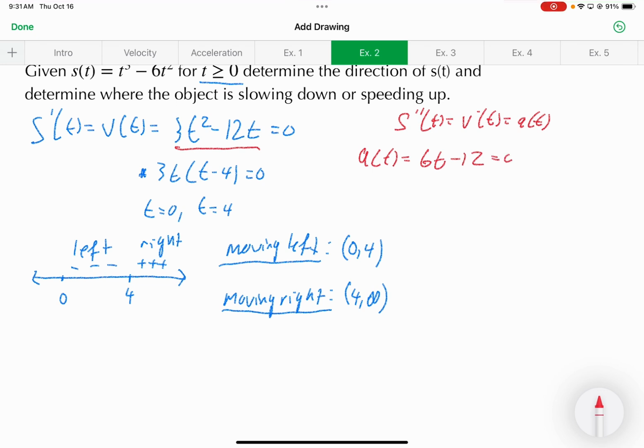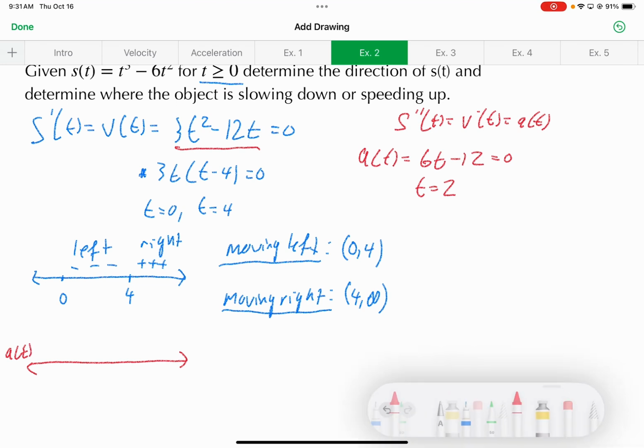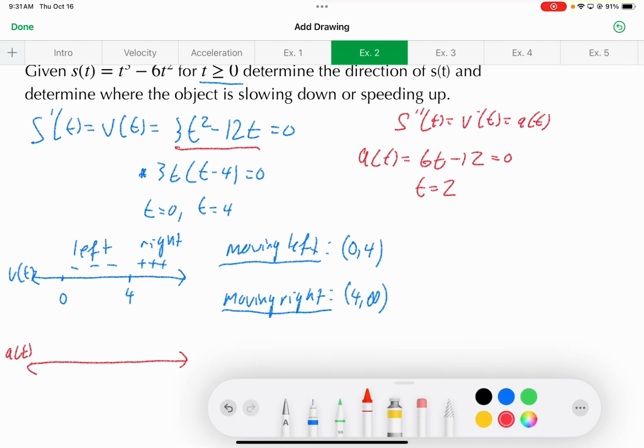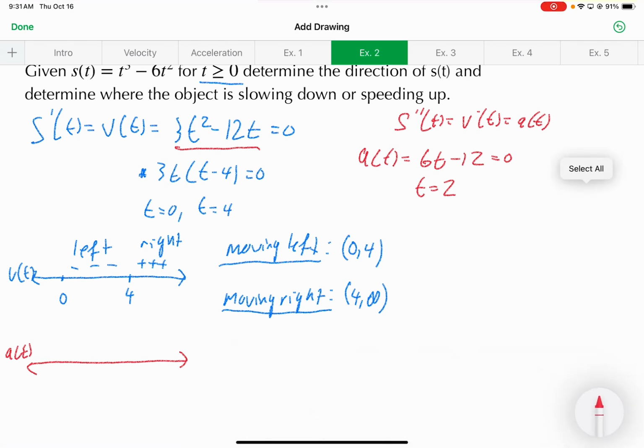Jay would advocate for us to do a sign analysis again. I get that my t value is going to equal 2 if I set that equal to 0, and then let's do a sign analysis. I'm going to stack my sign analysis for my acceleration underneath my sign analysis for my velocity. You'll see why in a second. What value do I care about in terms of t? 2. I'm going to put 0 on there as well, but I'm going to put 2. And I'm going to try to do it with the same scale as the number line above. That'll make my next part much easier.